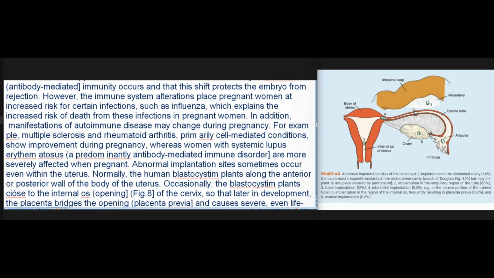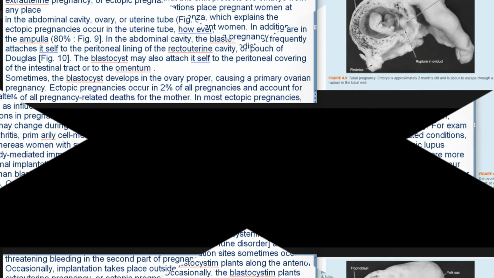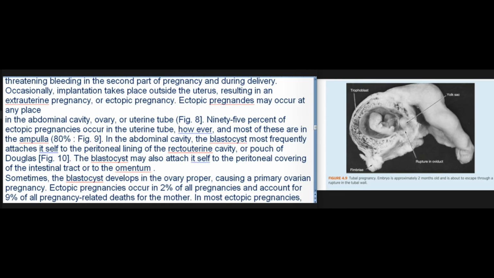Abnormal implantation sites sometimes occur even within the uterus. Normally, the human blastocyst implants along the anterior or posterior wall of the body of the uterus. Occasionally, the blastocyst implants close to the internal os, the opening of the cervix, Fig. 8, so that later in development, the placenta bridges the opening, placenta previa, and causes severe, even life-threatening bleeding in the second part of pregnancy and during delivery.